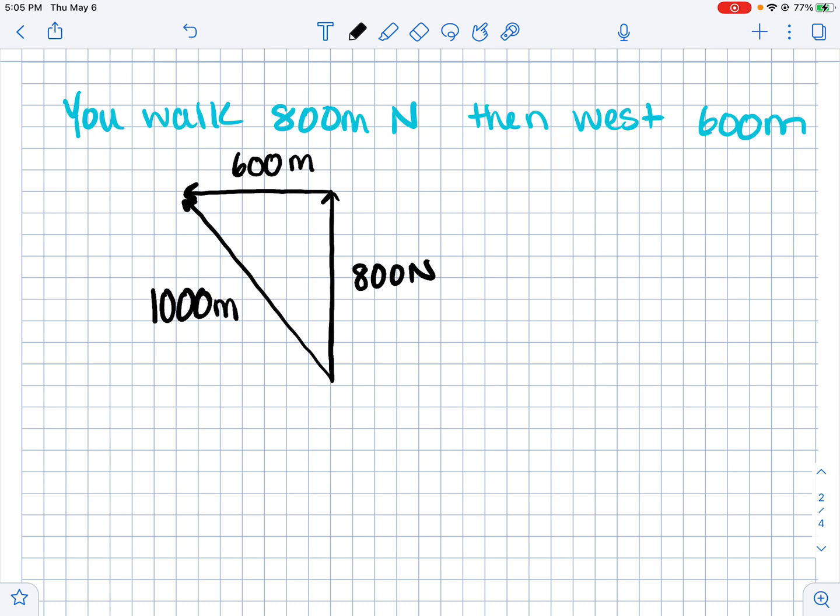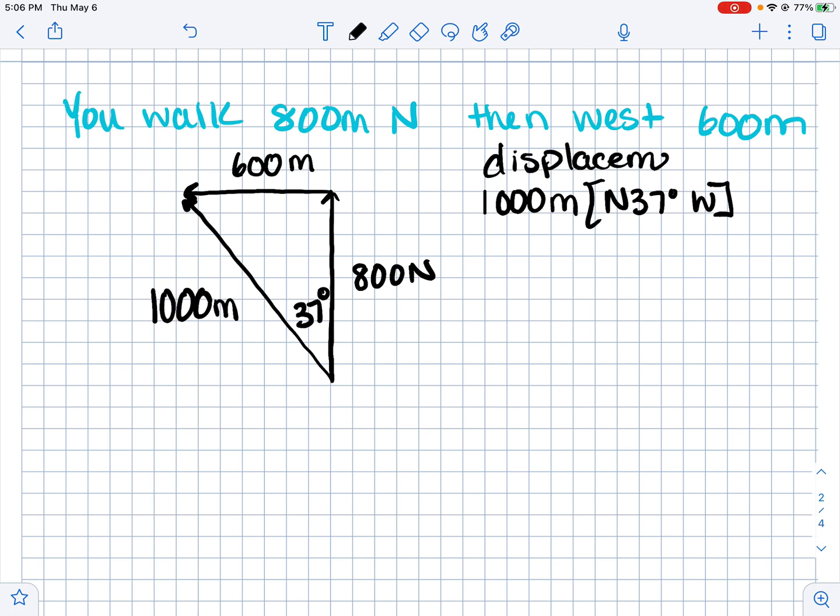And then if we find that angle in there, using tan, opposite over adjacent, we would get 37 degrees. So we could say that your displacement, the distance that you ended up walking, is 1,000 meters north, 37 degrees west. We call that your displacement. That's an example of adding vectors.